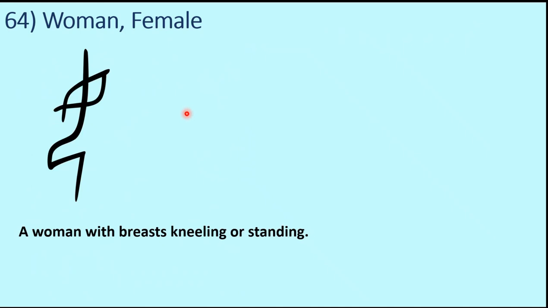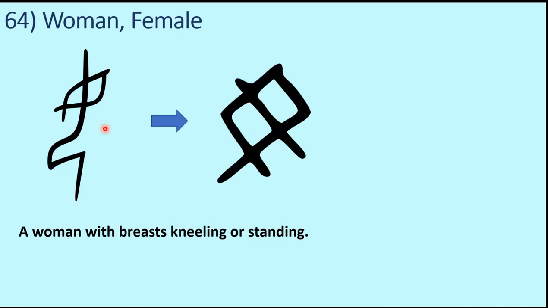Now, how it originated. You can see here, this is the ancient symbol of a female. It clearly represents a female body. These are the 2 breasts, and this is the female body. This is the backbone, this is the head, and this is the final backbone. So a woman with breasts kneeling or standing. This symbol represents this, which is the ancient symbol.